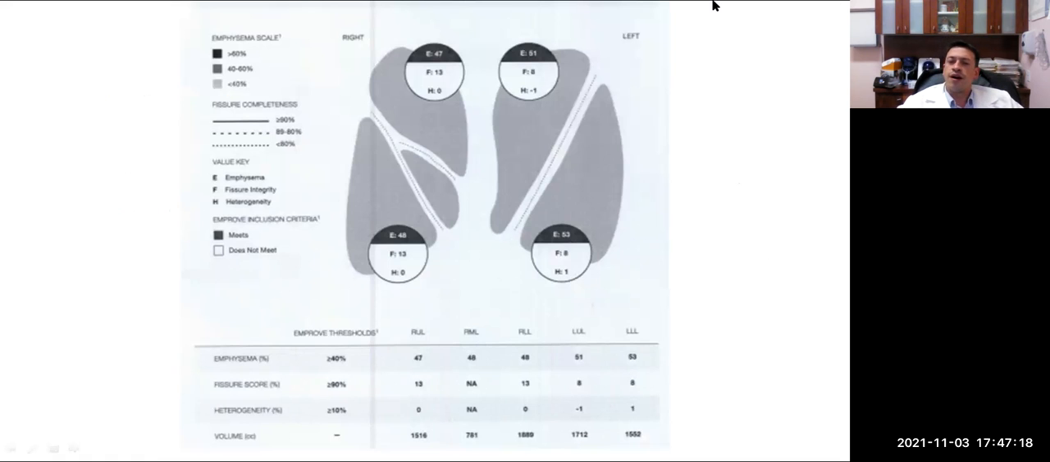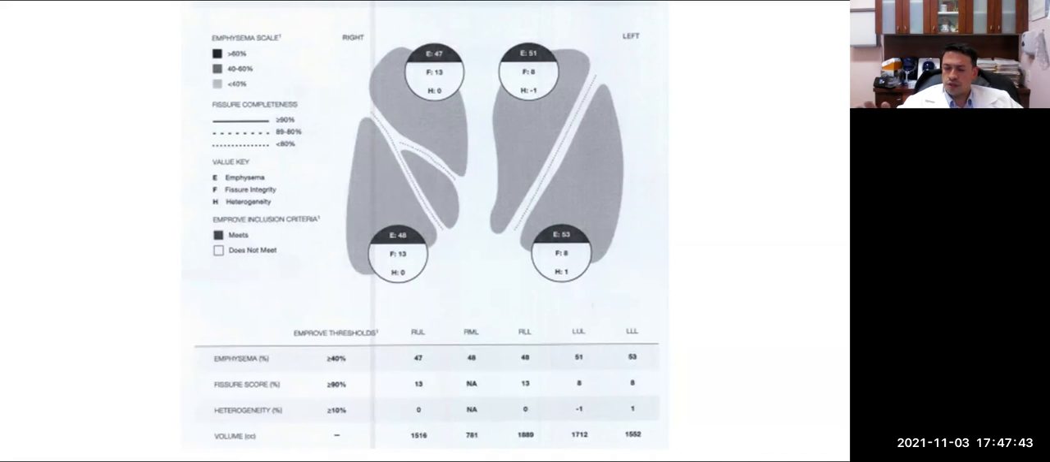So this is a patient who actually came from your group. Obviously not disclosing names, but this is one of the patients from Stony Brook that I helped take care of. And this patient, as you can see, has homogeneous emphysema. Now, you notice that this graph looks a little different than the others. This is from the Spiration company, not from Pulmonx.